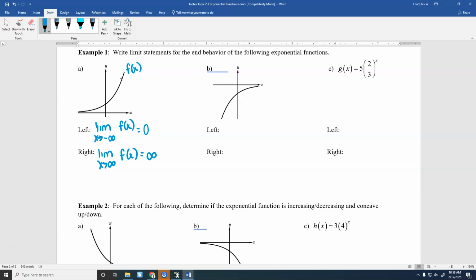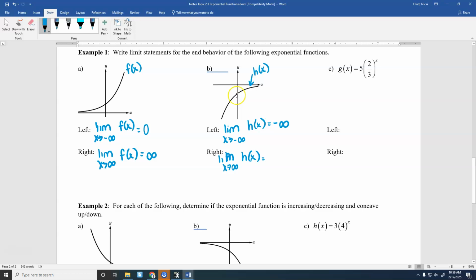Okay. All right, so if I look at b, we'll call this one h of x here. And so on the left side, I'd have the limit as x approaches negative infinity of h of x. And on the right side, I'd have the limit as x approaches infinity of h of x. So, Jericho, on the left, what's happening to this one? Very good. Approaching negative infinity because on that left side, your y values are going down.